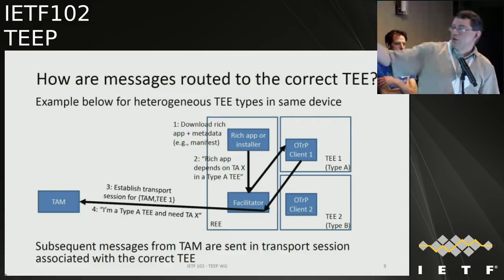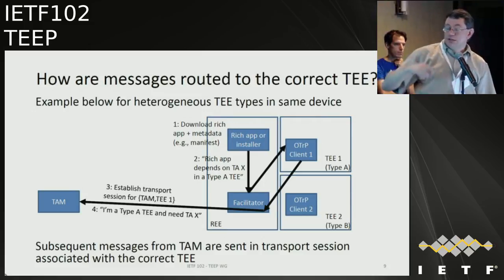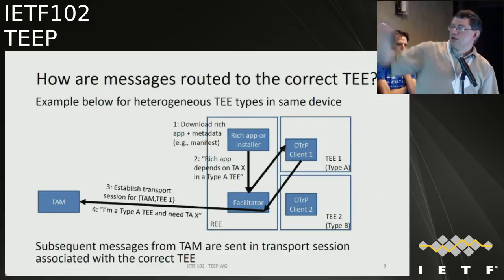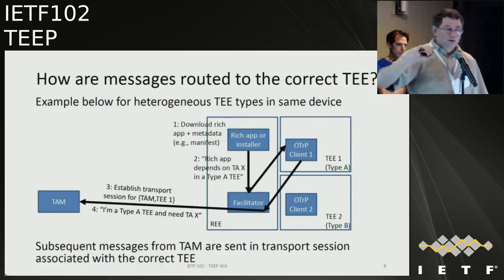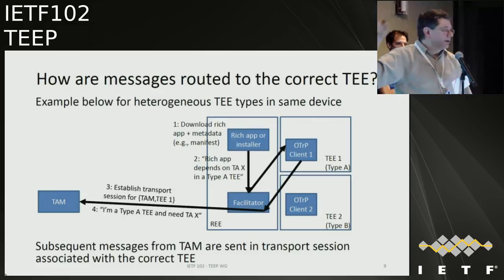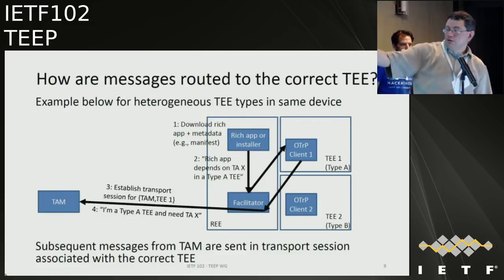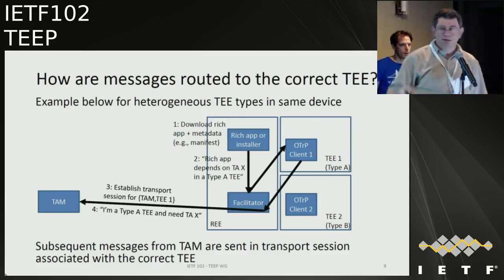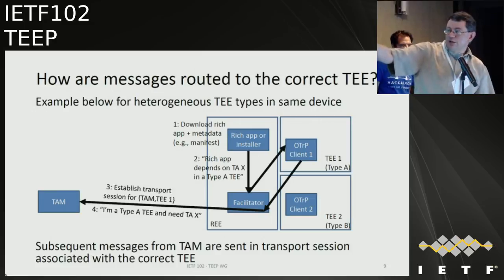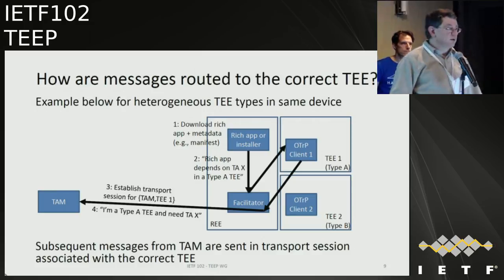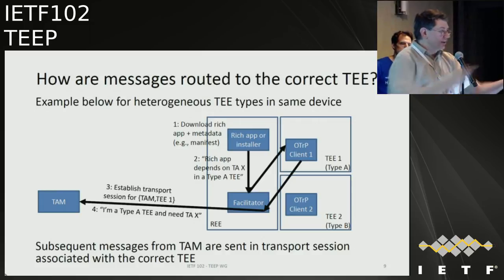At this point, now you can set up an OTRP session between that particular OTRP client and the right TAM, and this is not a slide about picking the right TAM, that's a different question. But assume you can pick the right TAM. So there's a transport session that he facilitates. If you had two different clients for two different TEEs, or two different trusted applications, you have two different transport sessions. So the transport session is tied to going between a particular TAM and a particular TEE's OTRP client. Any messages that come from the TAM come in the context of a particular transport session, and so it is obvious which one to go to.